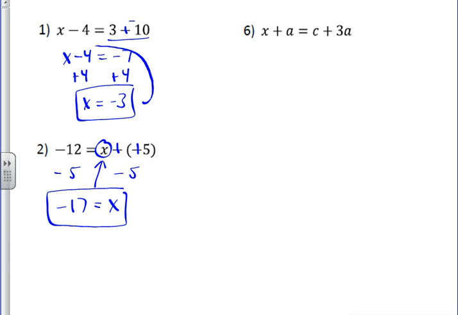You can always plug these back in to make sure you get the right answers, which on both of those, our answers would plug back in and make the equation true, which is what a solution is.